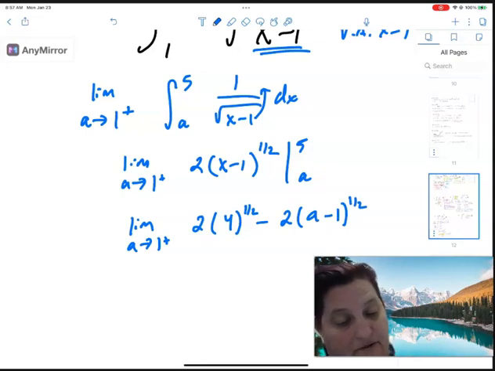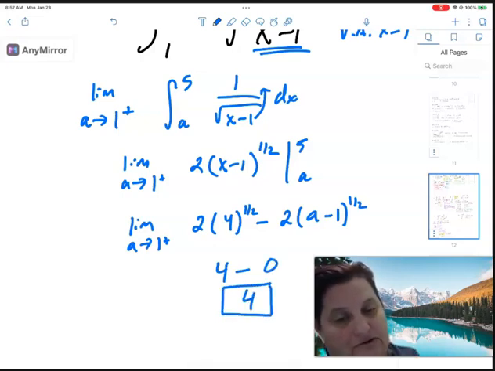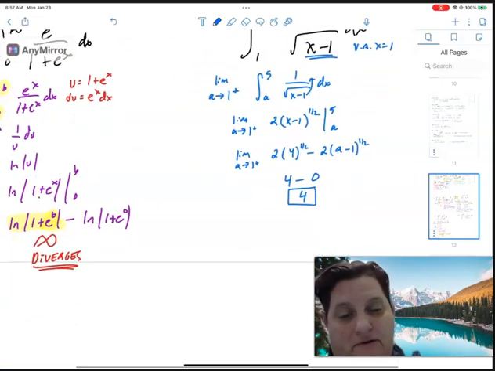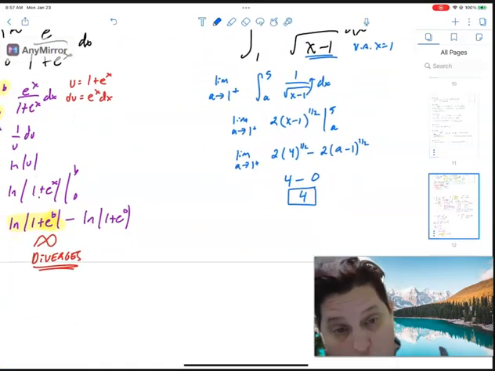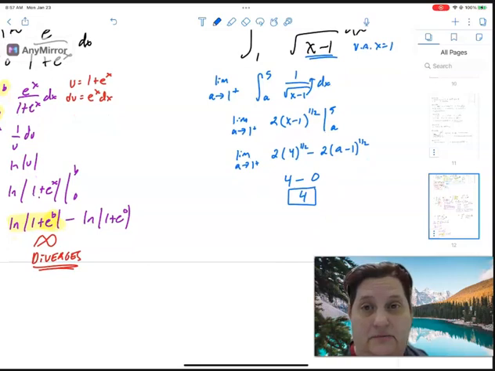4 to the 1/2, the square root of 4, is 2. 2 times 2 is 4. And if I plug in a from the right, that actually goes to 0. So that one I can find an answer for, and the answer is 4. Whew, that was a lot of calculus, guys. Hope you're feeling all right.